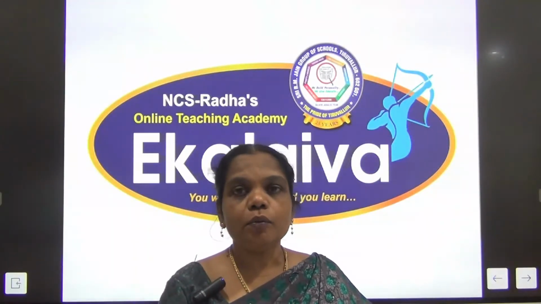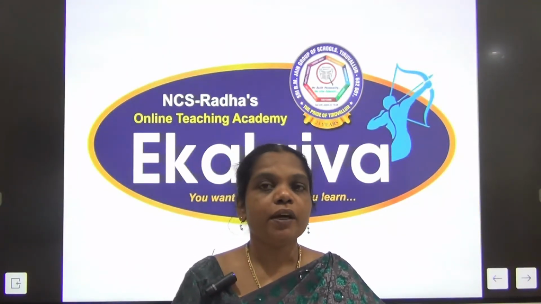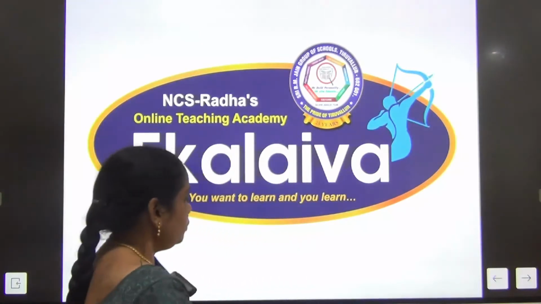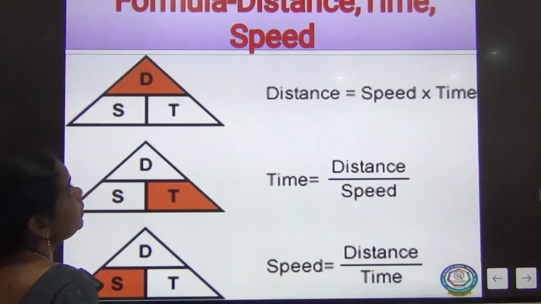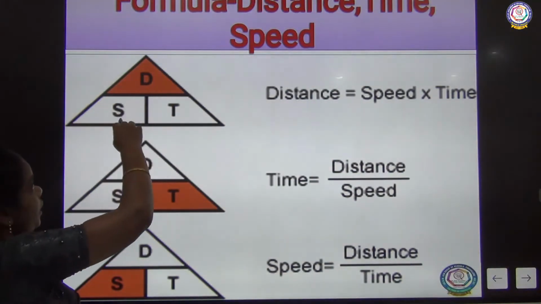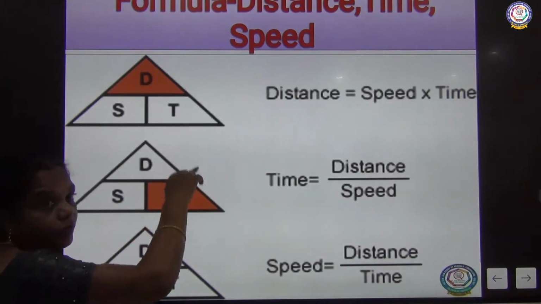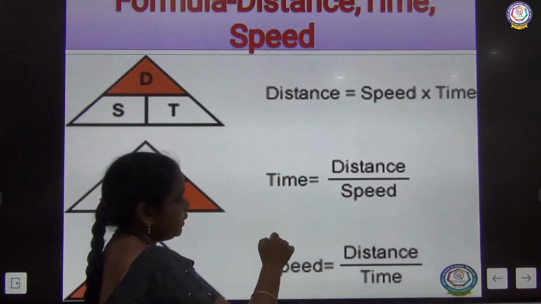Today we are going to learn how to calculate the speed, distance and time traveled by a vehicle. Now, the common formula for speed, distance and time: these are all interrelated. Distance, speed and time are interrelated. From this we can calculate distance, speed as well as time.